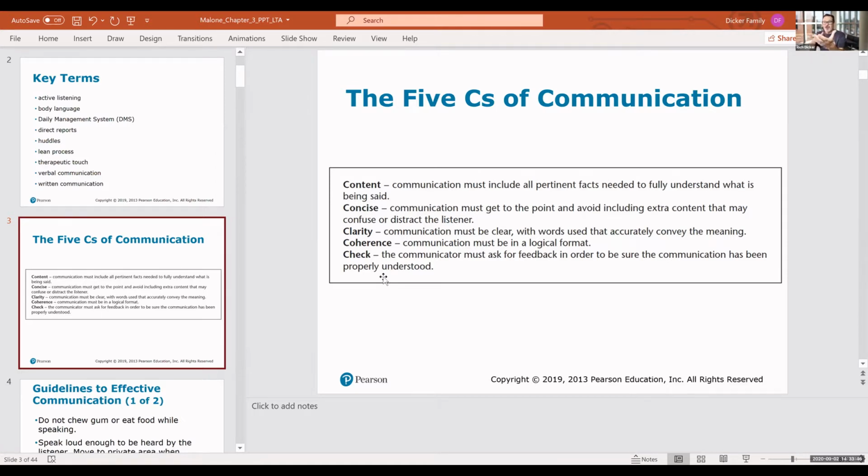And then check. The communicator must ask for feedback. So when we talk about the feedback loop, there's the sender and the receiver, and the sender sends a message that is encoded, and the receiver receives the message and has to decode the message and then provide some form of feedback to make sure that the message was communicated properly. Does the message need to be rephrased? That kind of all falls into this 5 C's of communication.